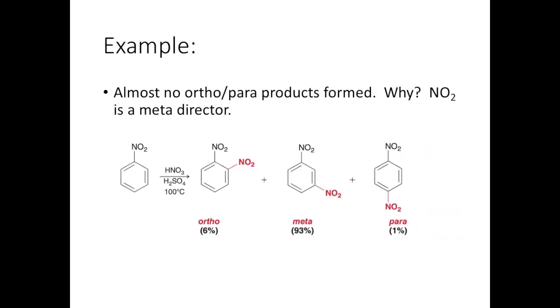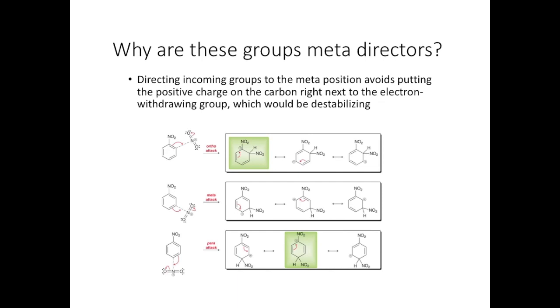So here we have nitrobenzene. This group is a meta director. So the primary product we get is the incoming NO2 group at the meta position. We get very little of the ortho and para, so little that we just ignore those. So why are these groups meta directors?